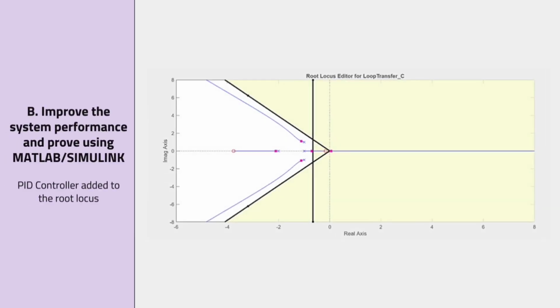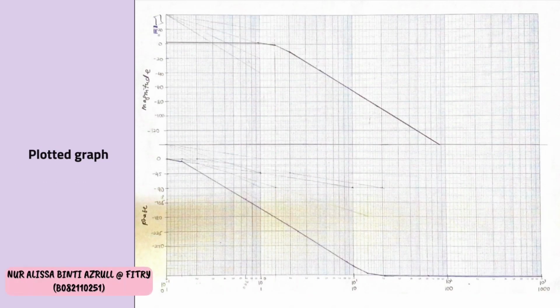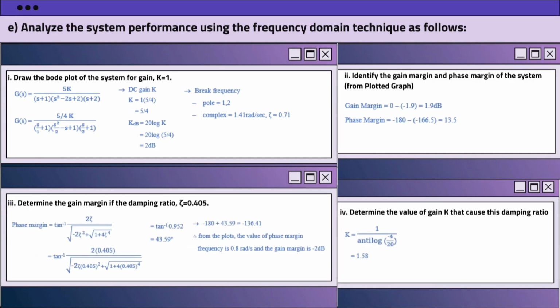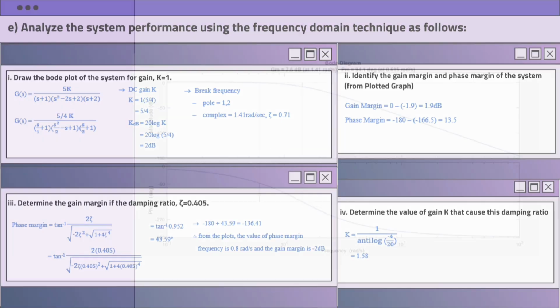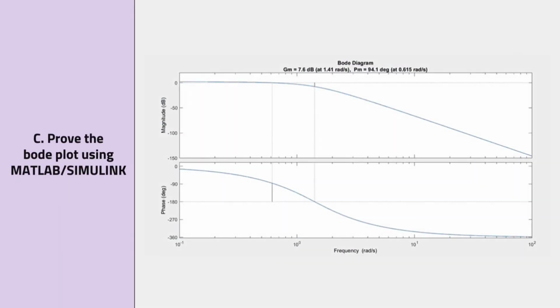This is the simulation for the root locus after improvement in MATLAB. This is the plot that we got, and to find the value of G(s), we will first change the denominator first, and then we will find the gain, and this is the value of the break frequency. Now this is the plot from the simulation.